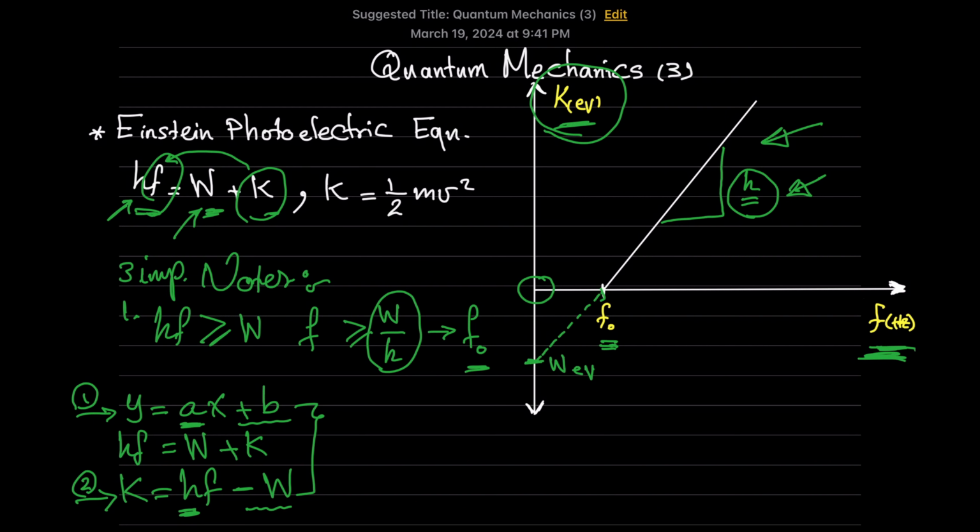In the next video, we will consider this experimental setup through which we can obtain this graph experimentally and deduce the value of Planck's constant, and hence confirm experimentally Einstein's photoelectric equation, and more generally the quantum nature of light.